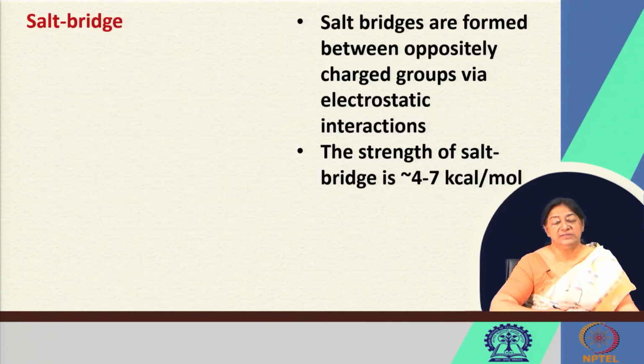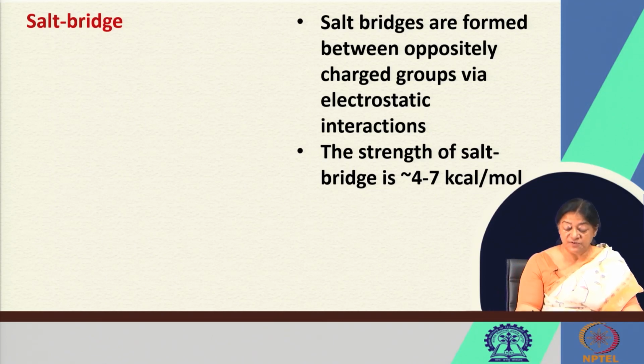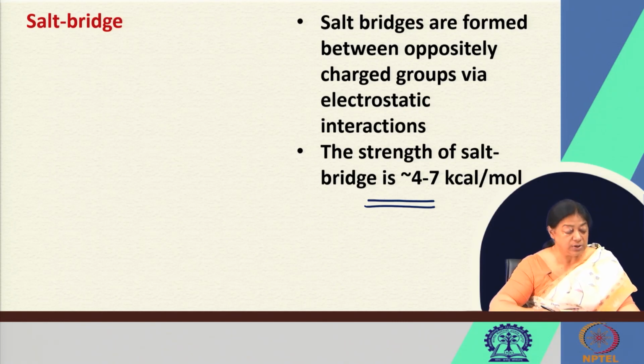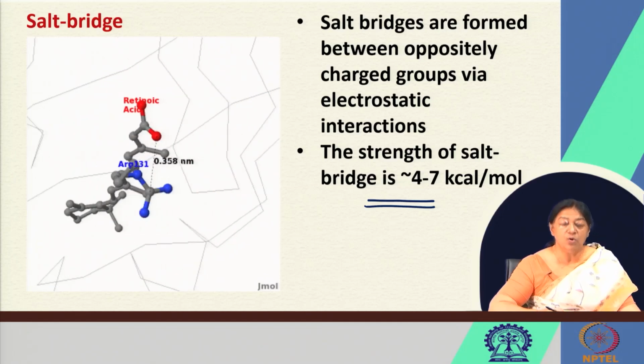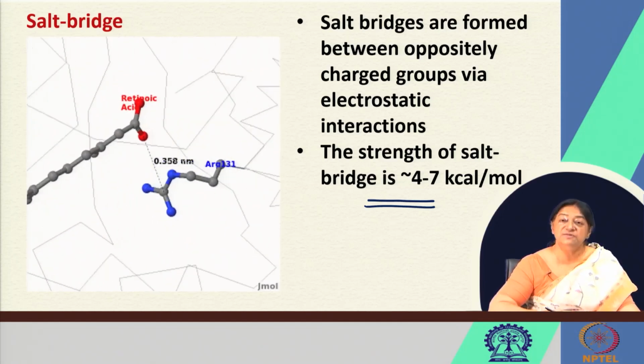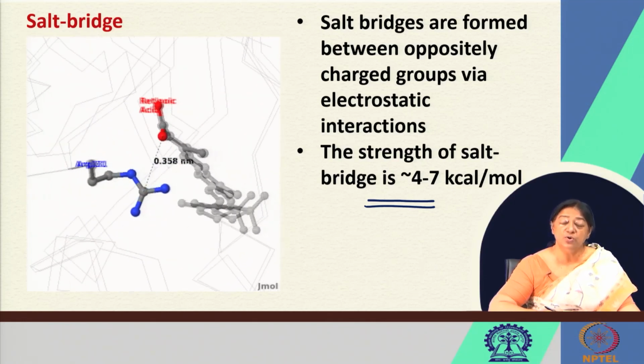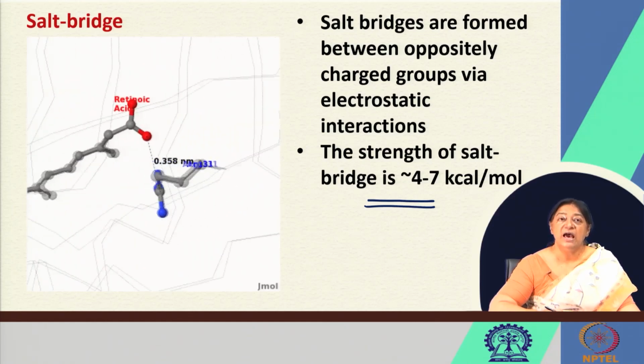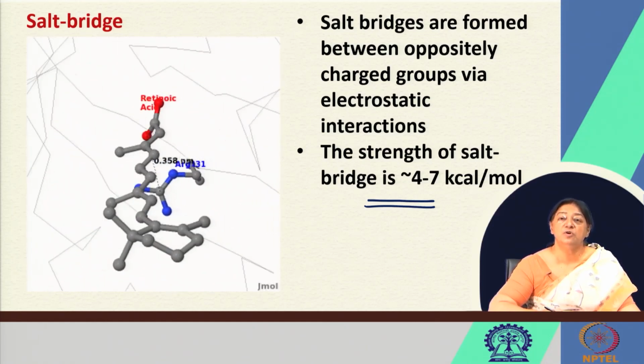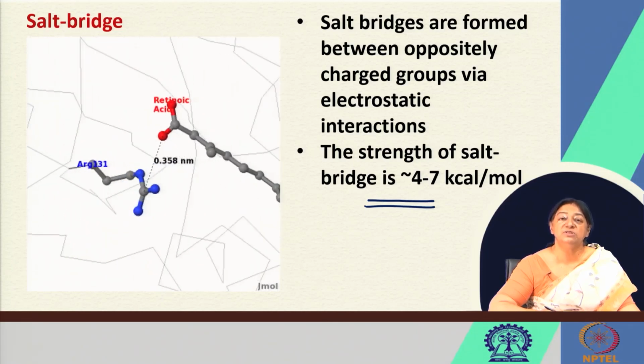The salt bridge, as the name implies, is formed between oppositely charged groups by electrostatic interactions, and we will look at the relative strength of each of these types of interactions as we go on in the course in looking at protein stability, which will be part of our next module. Now, when we look at salt bridges, we look at a positive charge and a negative charge. In this case we have a protein that has an arginine residue and retinoic acid, which is a ligand, and we see the possibility of the formation of a salt bridge that brings about stability.